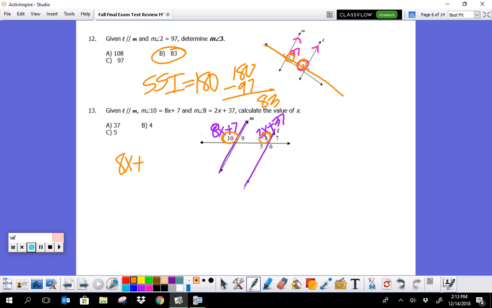So I have 8x plus 7 equals 2x plus 37. I'm going to subtract 2x.